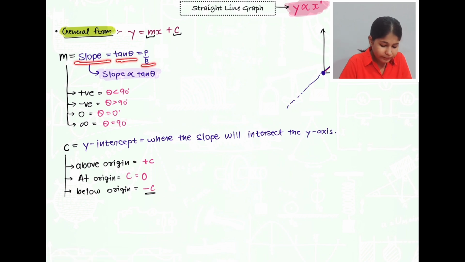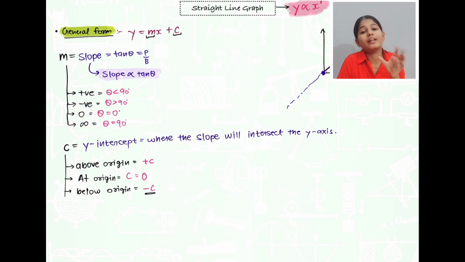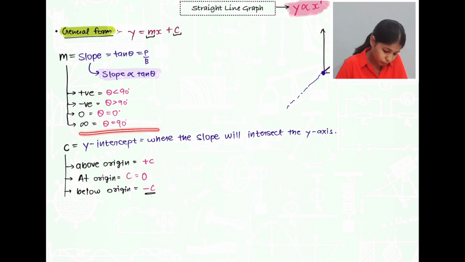Slope is equal to tan theta is equal to p upon b. Slope will always be directly proportional to tan theta. Slope can be positive, negative, 0, or infinite. When theta is less than 90 degree, it will form a positive slope. When theta is greater than 90 degree, it will form a negative slope. If the theta value is equal to 0, then the slope is also 0. If the theta value is exactly 90 degree, it will form an infinite slope.